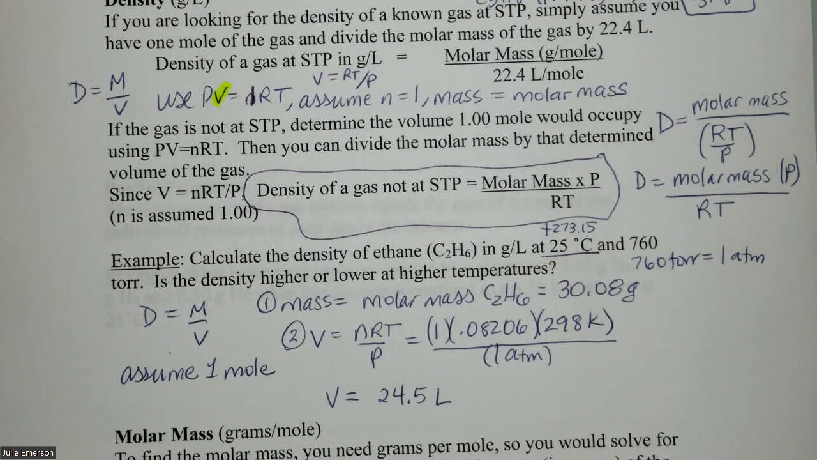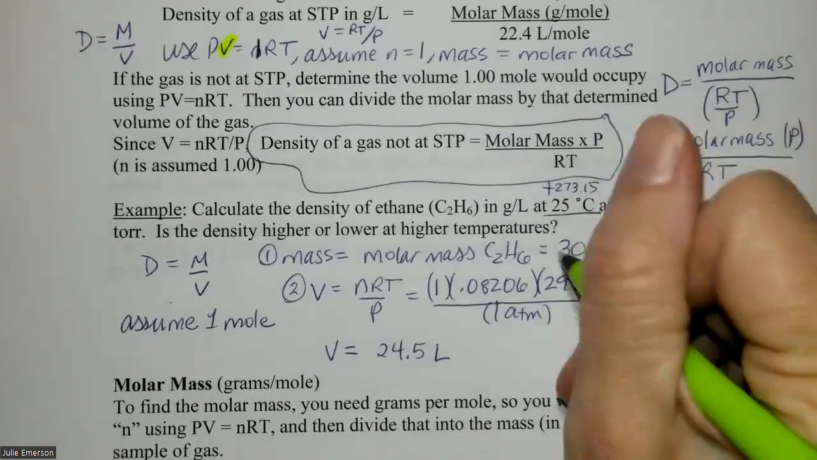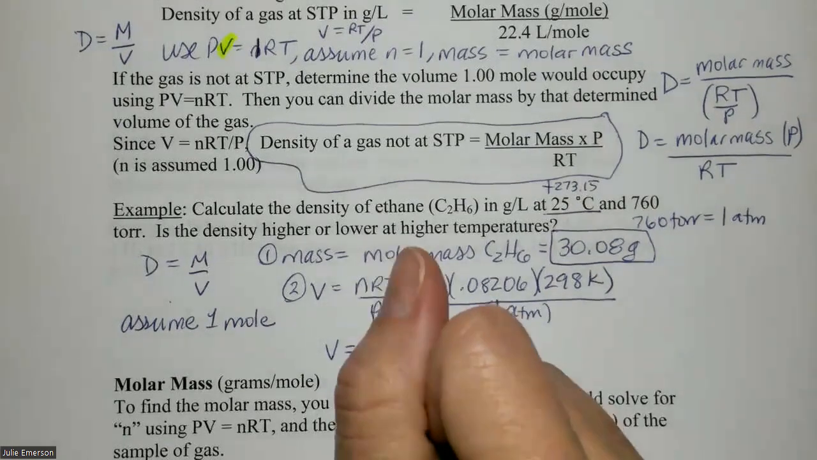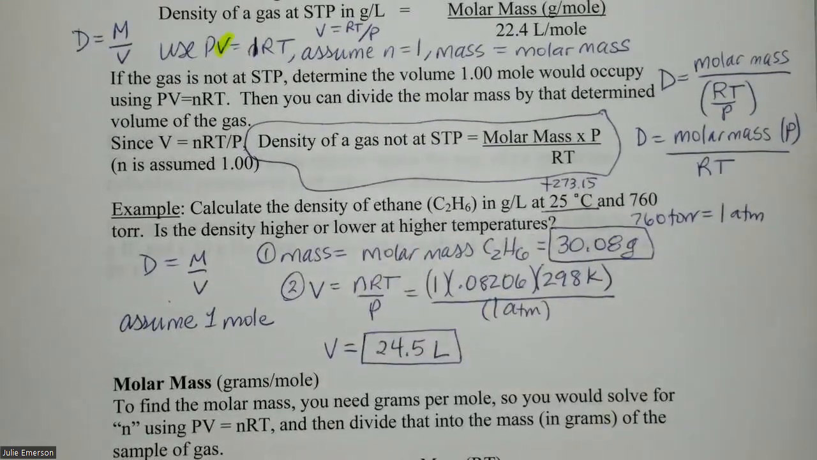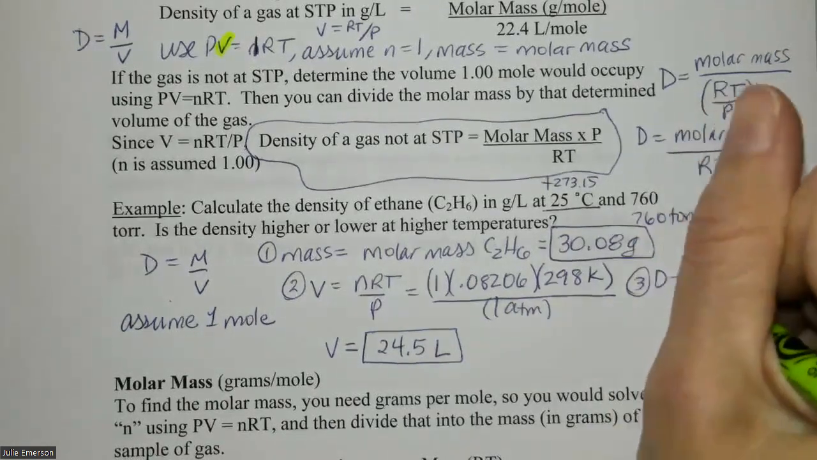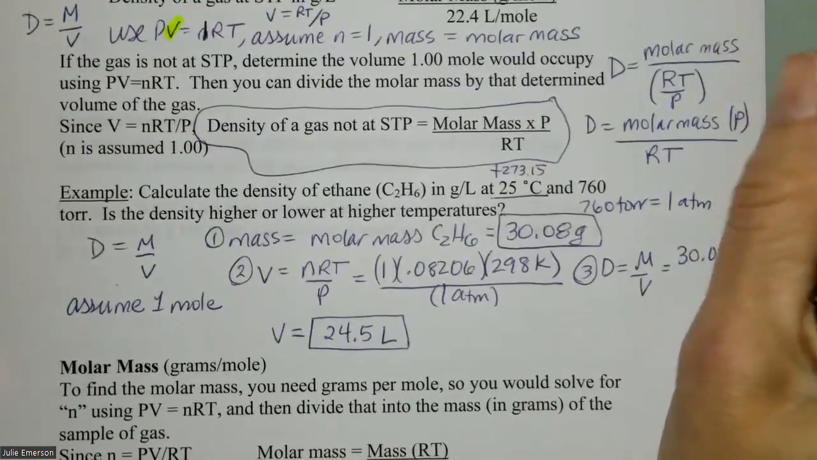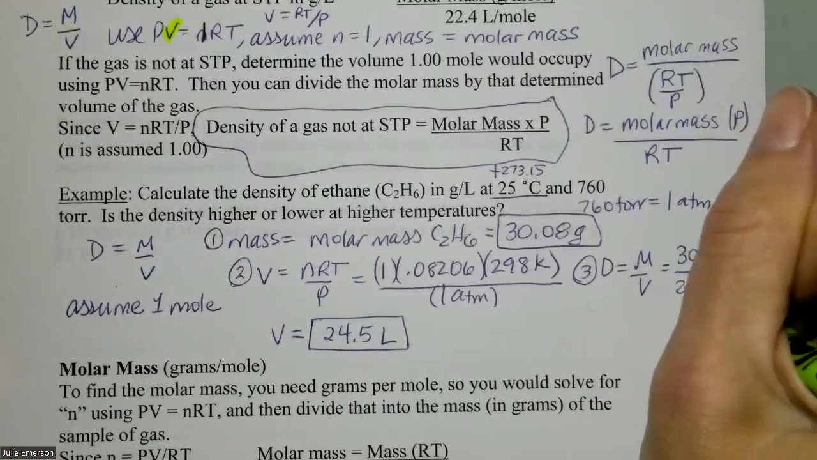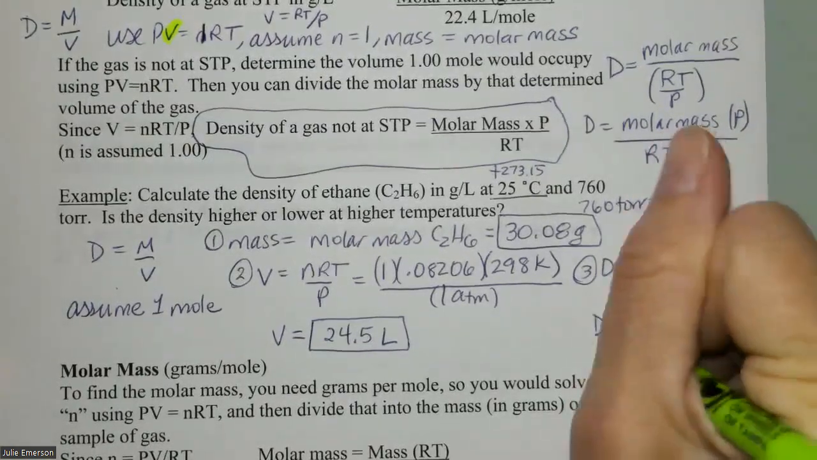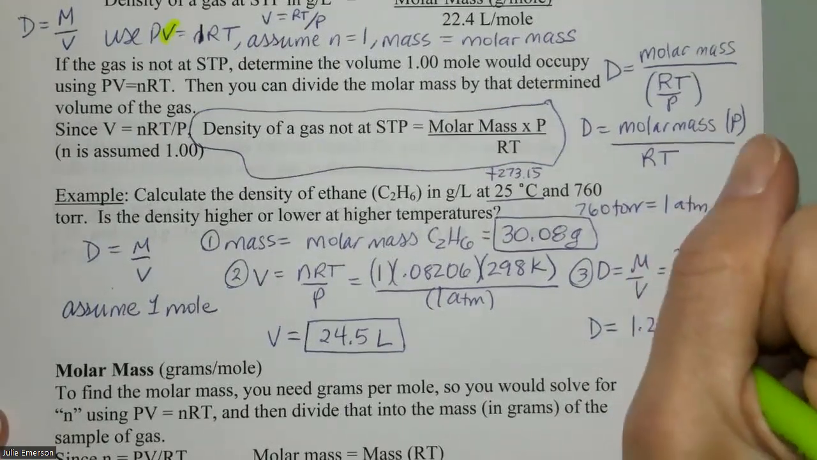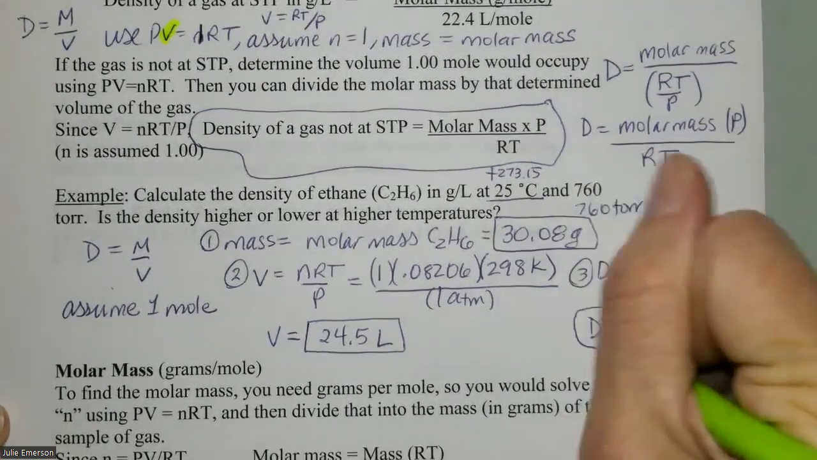All right. So now at this point, for this 1 mole of gas, under these conditions, I know that my mass is 30.08 grams for 1 mole. And I know my volume is 24.5 liters for 1 mole. So now I'm ready to solve. Density, mass over volume. Mass, 30.08 grams. Volume, 24.5 liters. I'll keep 3 significant figures. So 30.08 divided by 24.5. I get a density of 1.23 grams per liter.